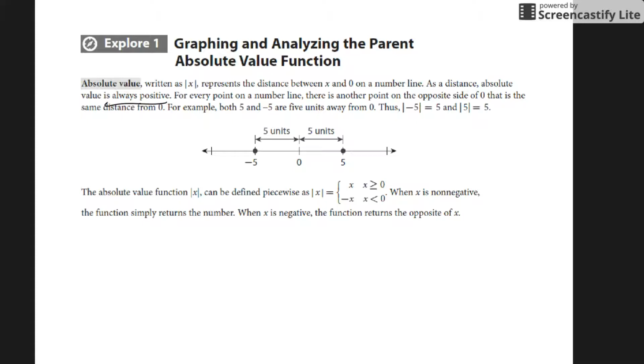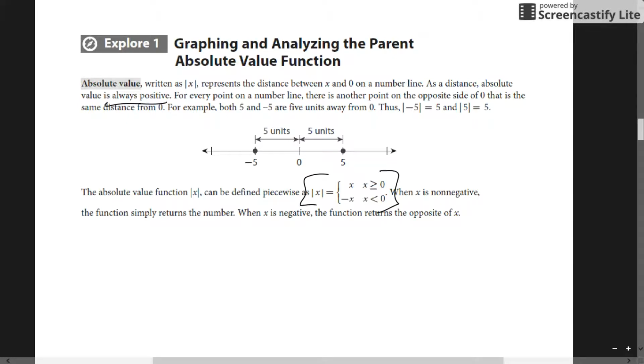So our absolute value function of x can be defined piecewise in this form here. What this says is that when our inputs x are greater than or equal to 0, our output is the same thing as what we inputted. Whereas down here, when our inputs are less than 0, our output is the opposite of that. So when x is non-negative, up here along the top, the function simply returns the number. Whatever you input, that's what you get back out.